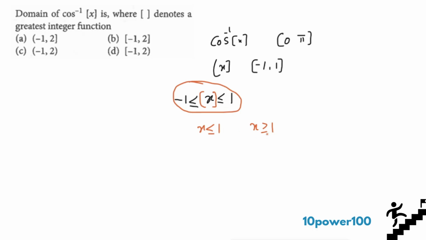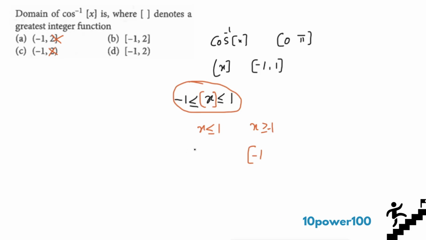So if you see this minus 1, sorry, we should have square bracket for minus 1. In which options we have this? Option B and option D have square bracket for minus 1. So I will take these two, and easily we can eliminate option A and option C as wrong answers.